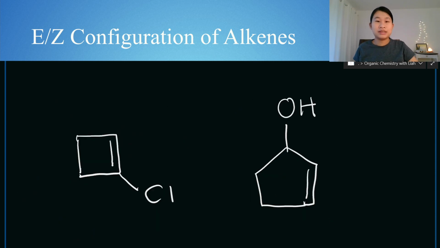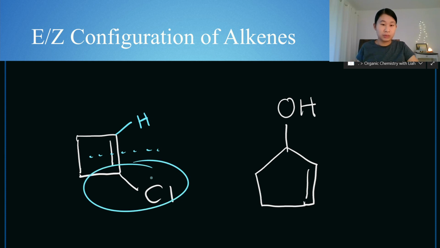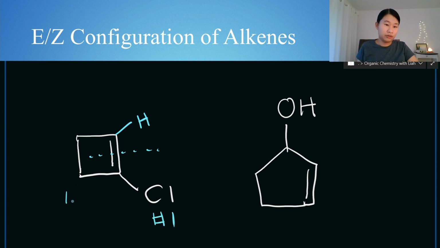Now, how will you assign Z and E configurations of ring structures? Turns out you're going to use much the same process. First, you're going to split the double bond with a blue line that's perpendicular to that double bond, and then you're going to decide priorities on each side. So I'll draw in the implied hydrogen over here, right? And on the bottom side of this double bond, we have a chlorine versus a carbon. Chlorine wins. That will be priority number 1, and priority number 2 will go over here.